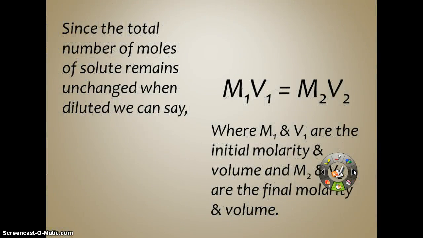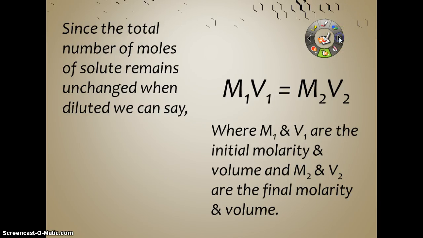So since your total number of moles of solute is going to remain unchanged when you dilute it, we can say that M1V1 is equal to M2V2. So we can set them equal to each other. And M1 and V1 are going to be your initial molarity and volume. M2 and V2 are going to be your final molarity and volume.